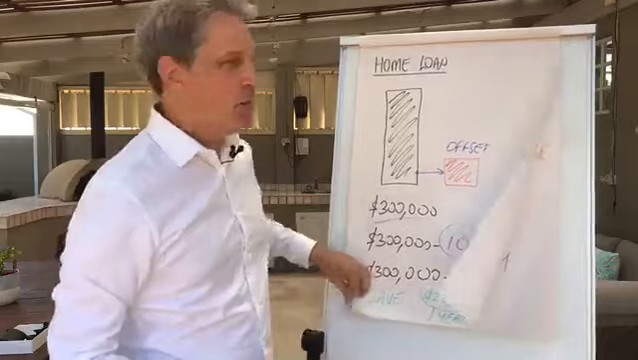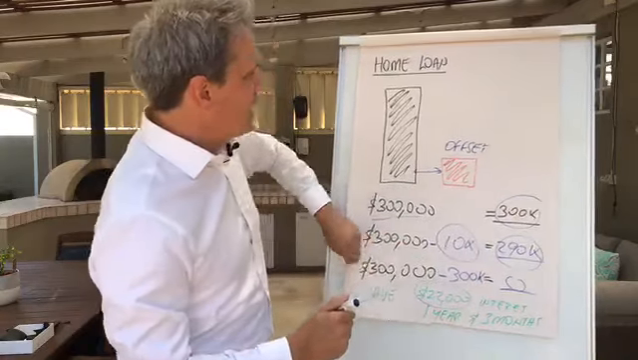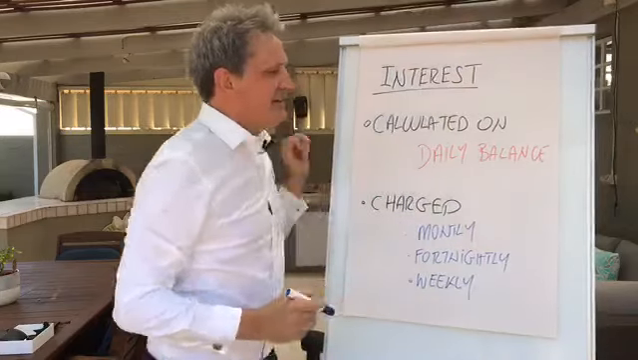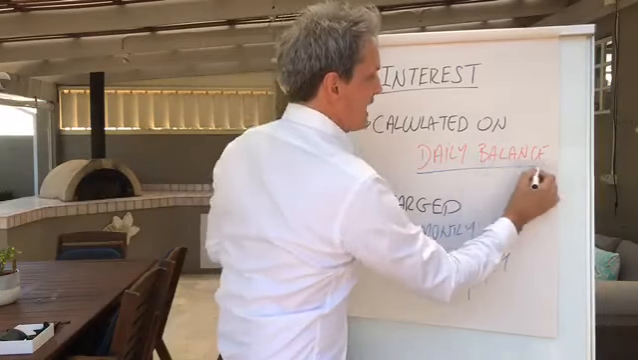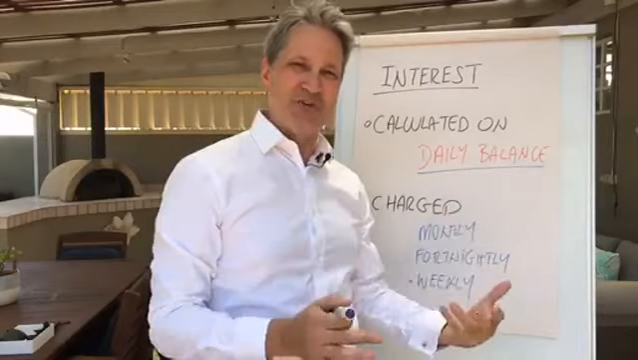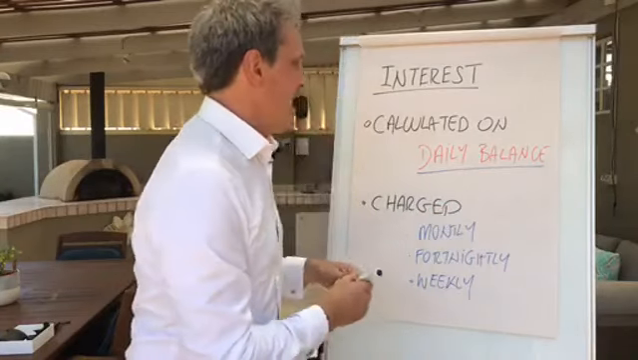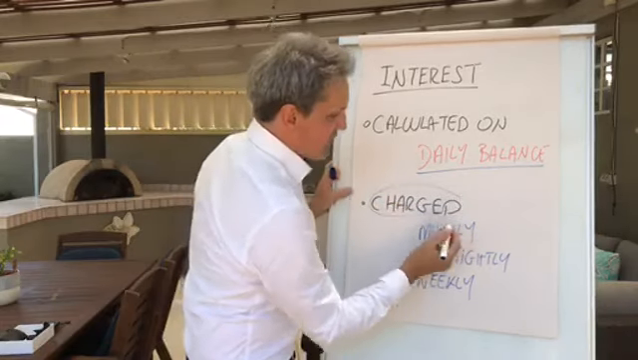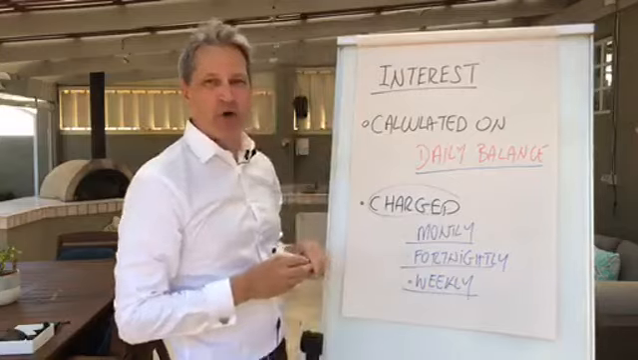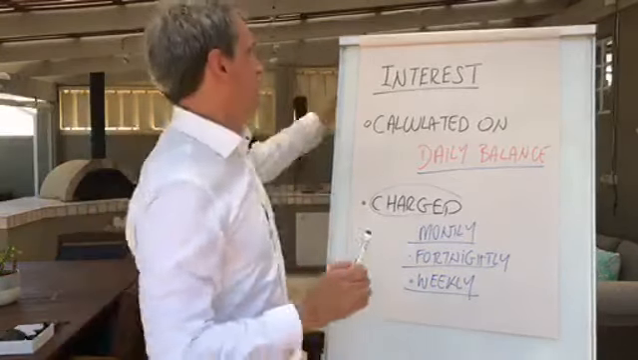Now, why does it work? Why does an offset account actually work? It's because the interest is calculated on the daily balance. And remember, with an offset account, you're actually reducing the balance of the loan, and this is why it works. But then it is charged monthly, whether you pay monthly, fortnightly, or weekly. This is why it works. So how do you make it work?